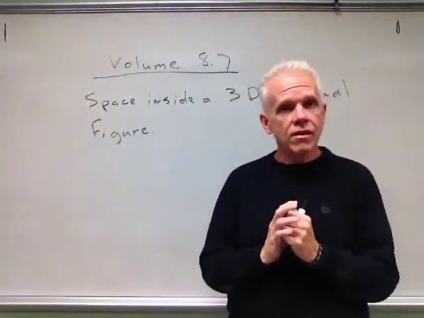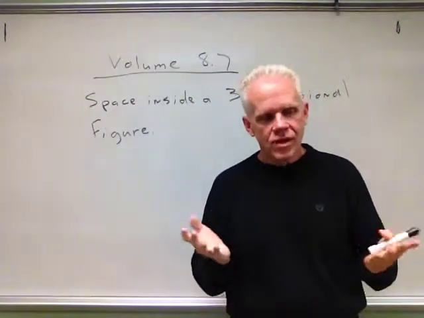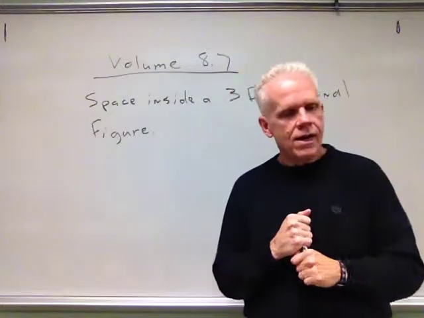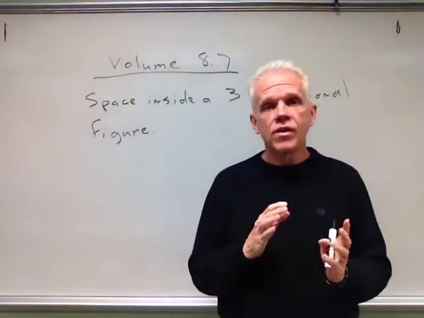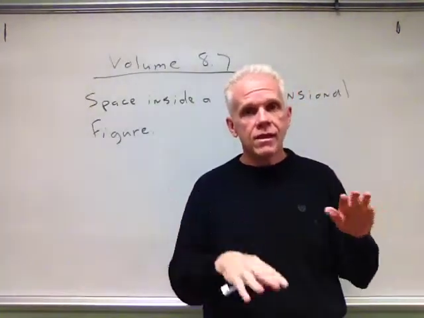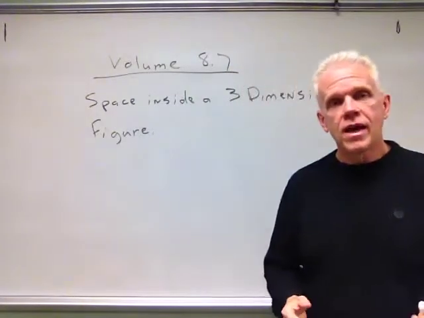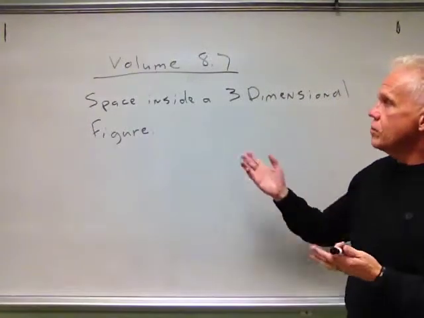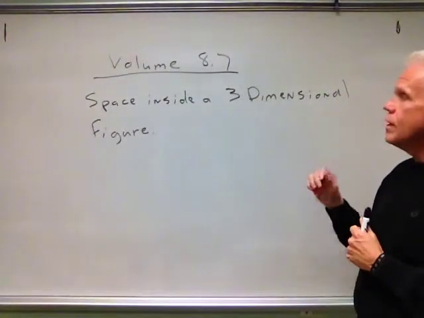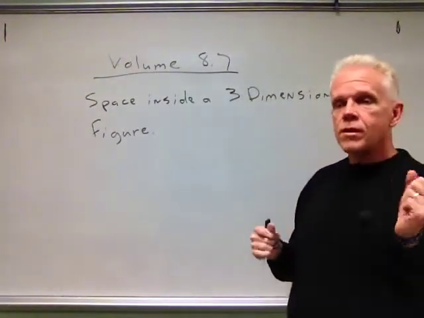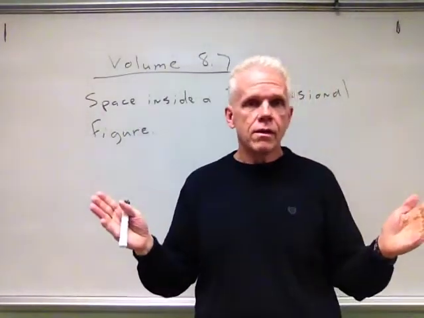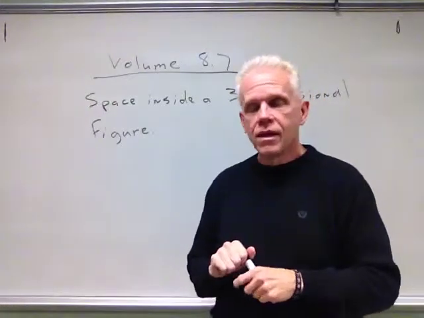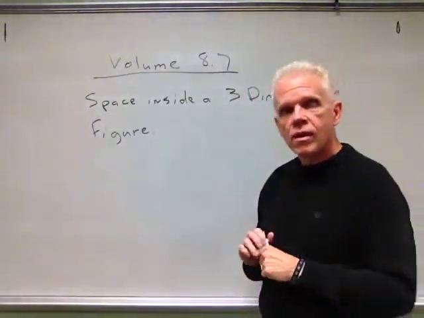Then we talked about plane figures like squares, circles, rectangles, trapezoids, those kinds of things. Those were two dimension. They had length and width, and so we had area for those things. And now we're talking about volume, and with volume we're talking about the space inside a three-dimensional figure. So the three dimensions would not only be length and width, but it would also include depth. Okay? So we're going to be talking about three-dimensional figures.